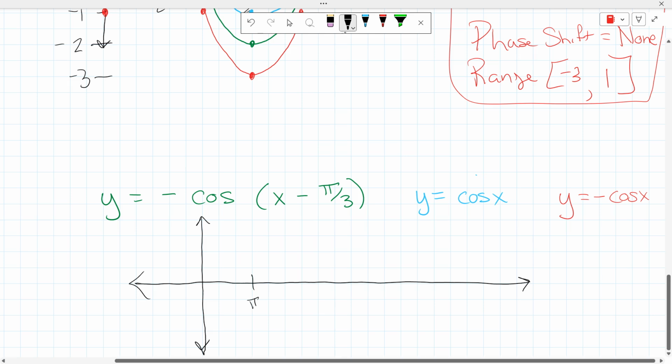So I go 3 to get to pi over 2. I go 3 more to get to pi. 3 more to get to 3 pi over 2. 3 more to get to 2 pi. One, negative one.